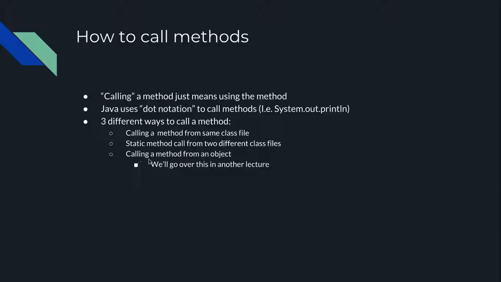And then there's a third case, which is calling a method from an object, and we'll be going over this more in detail in the later videos. But I just wanted to let you know, majority of the time we are going to be using method calls from an object rather than from static methods. It's actually pretty bad practice to be using static method calls rather than object method calls.